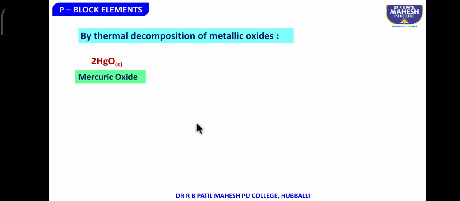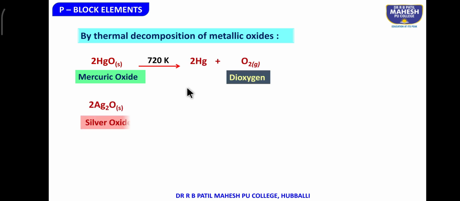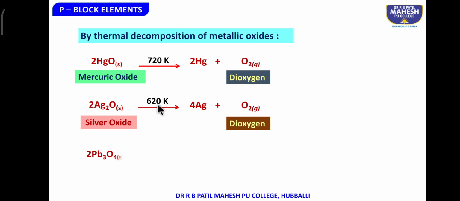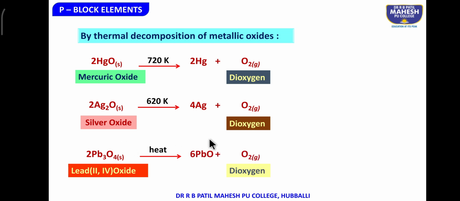So even we can get dioxygen by the thermal decomposition of some metallic oxides like mercuric oxide or oxides of lead, oxide of zinc, etc. So when mercuric oxide is heated at a temperature of 720 Kelvin, it decomposes to form mercury and dioxygen. Similarly, when silver oxide is heated at high temperature, it decomposes to form silver and oxygen. Lead oxide, when it is heated, also decomposes to form oxygen as the product.